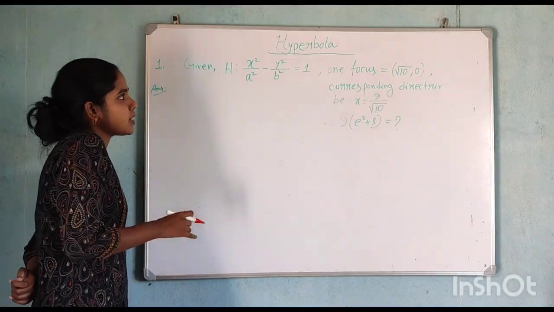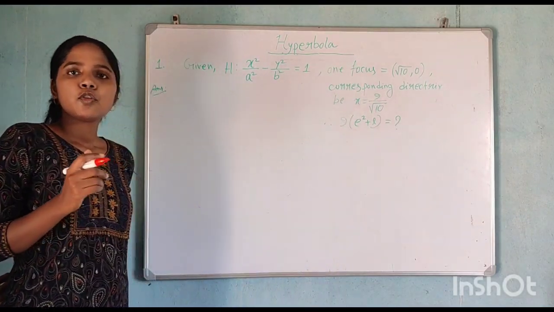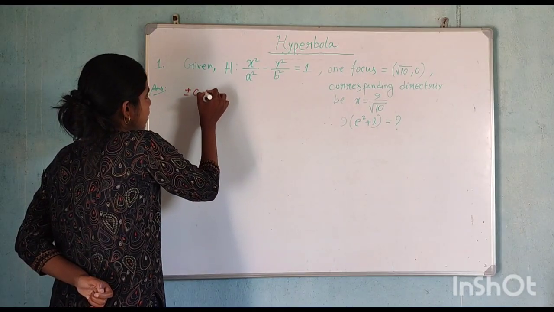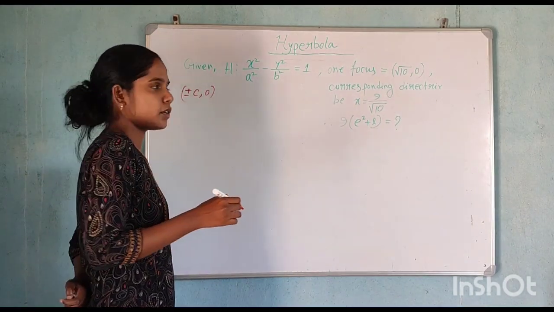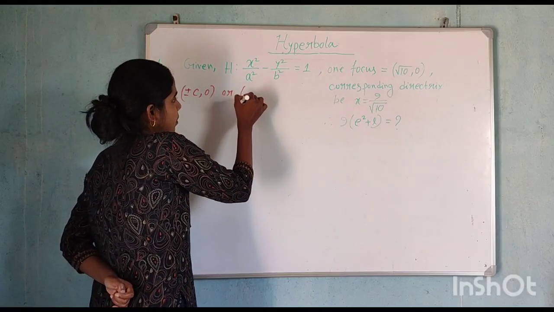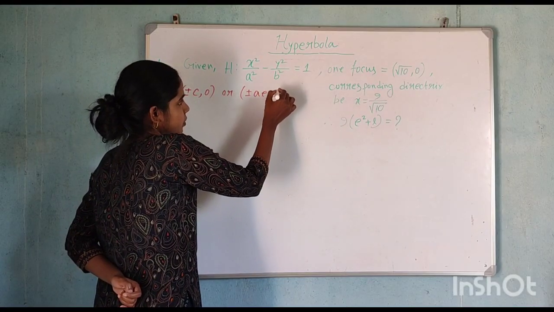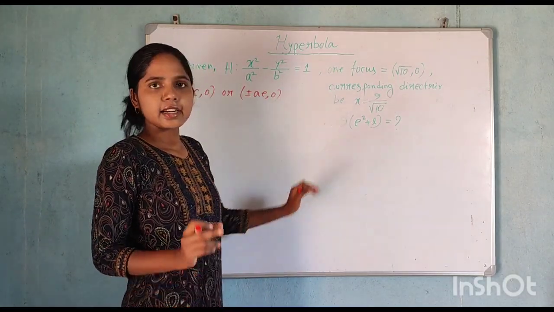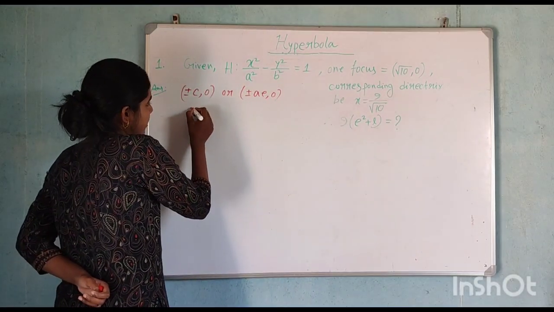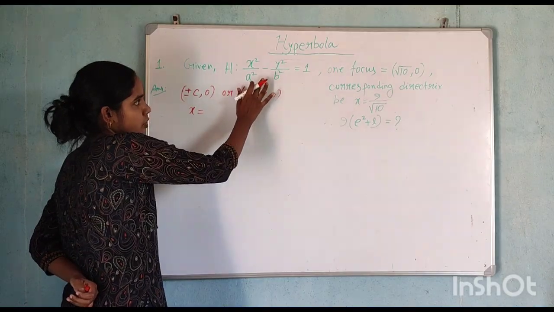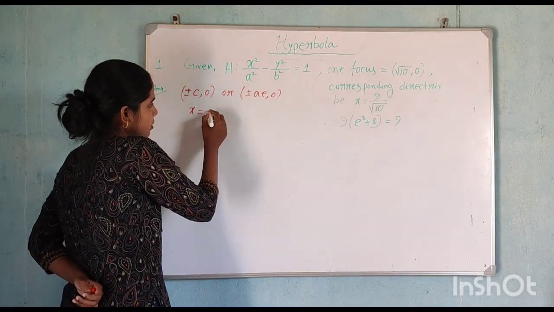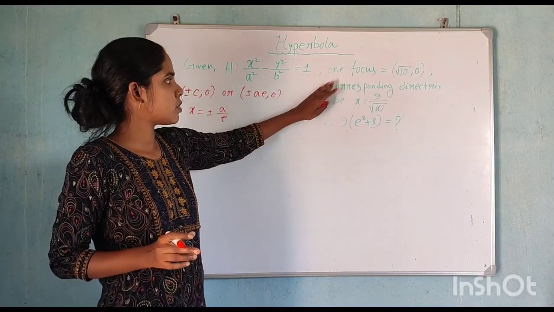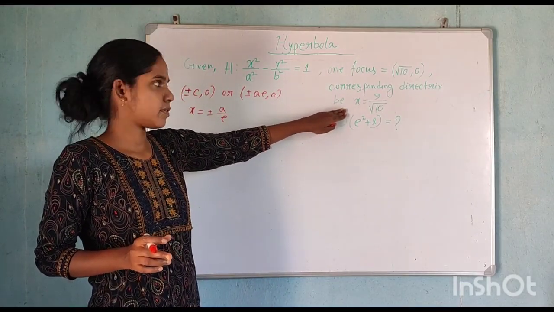Tell me, what is the formula for focus? Focus is either plus minus c comma 0, or we can write it as plus minus a comma 0. Okay. So this is the focus formula. And what about directrix? For this equation the directrix will be x equal to plus minus a by e. Okay. So these are our formulas, because here one focus is given, and the corresponding directrix is given.